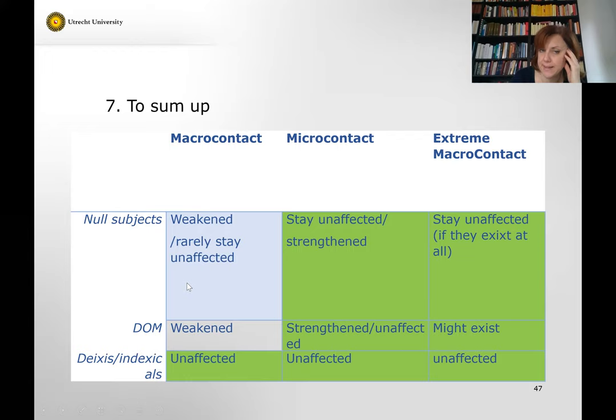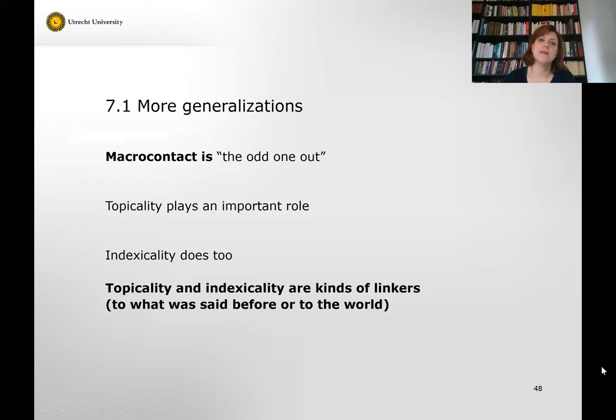That's in the literature. What we found is the opposite. They actually stay unaffected or are even strengthened. You see more null subjects than you would expect. And in extreme macro contact, which is what we called creoles, if you have them, they behave more or less like micro contact. For differential object marking, the same. It is weakened in macro contact, but strengthened or not affected in micro contact and in extreme macro contact. Deixis is unaffected and it stays unaffected.